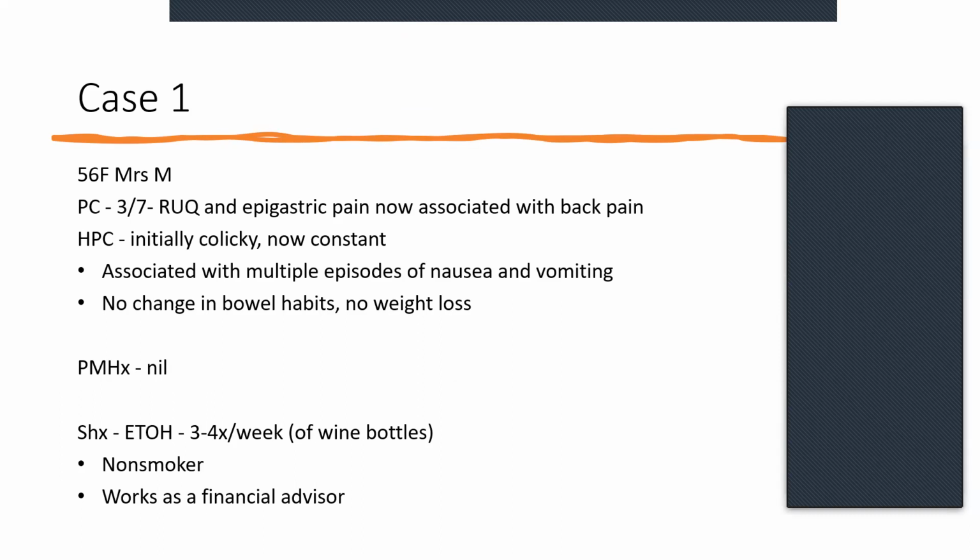So the first case is a patient named Mrs. M, a 56-year-old lady who's come in with a 3-day history of right upper quadrant and now epigastric pain that radiates to the back. Initially it's colicky, but now constant, associated with multiple episodes of nausea and vomiting, but she hasn't noticed any change in her bowel habits or weight loss. There's no significant past medical history of note, but she does drink about 3 to 4 bottles of wine a week. She's a non-smoker and works as a financial advisor.